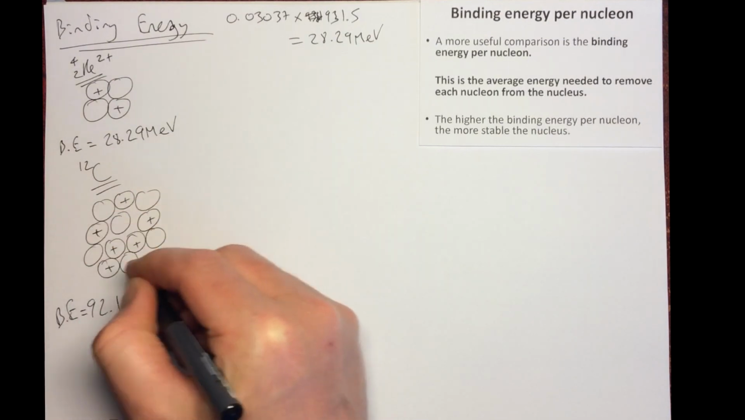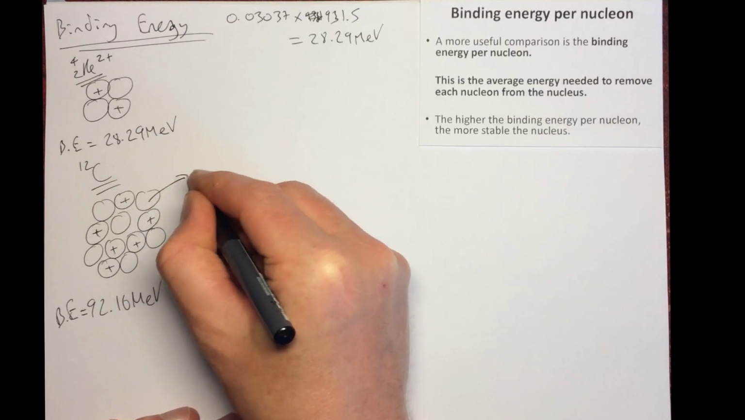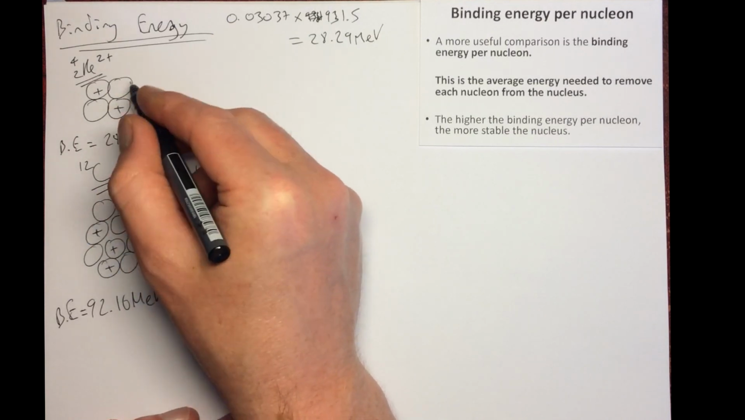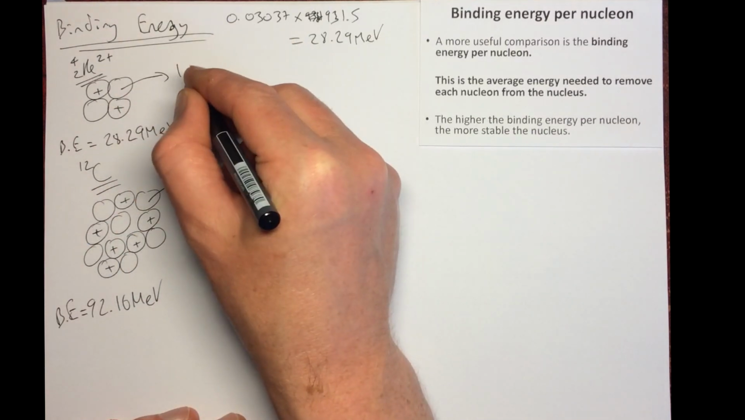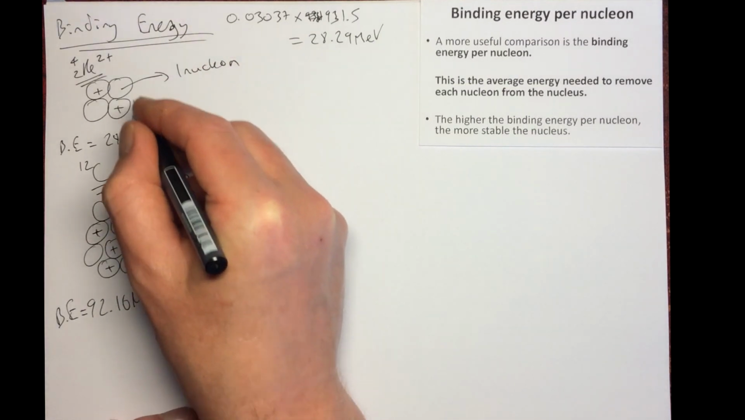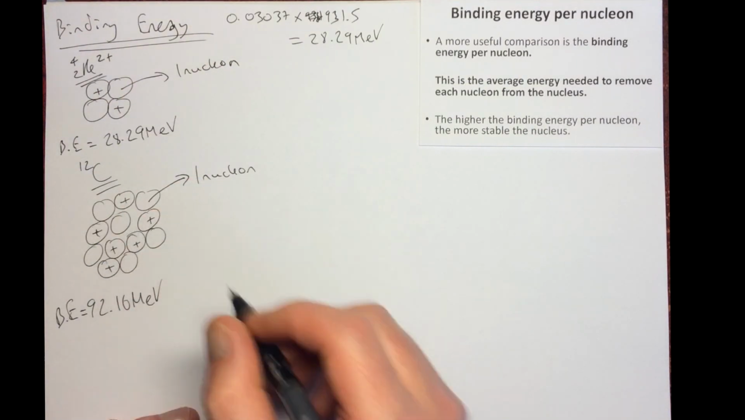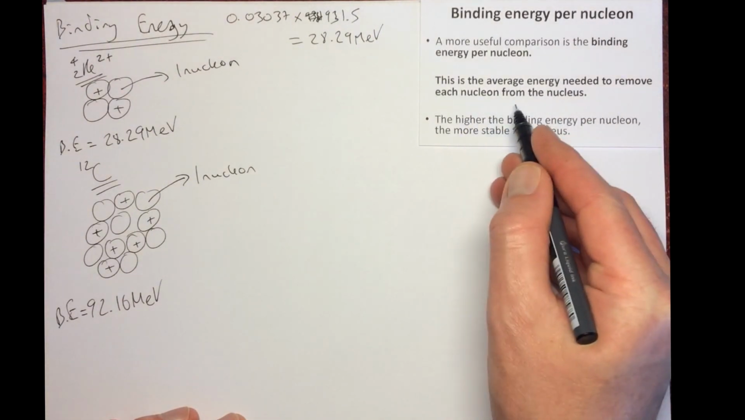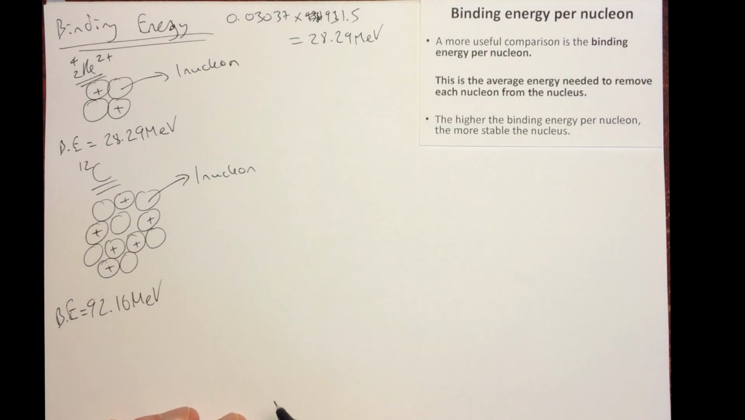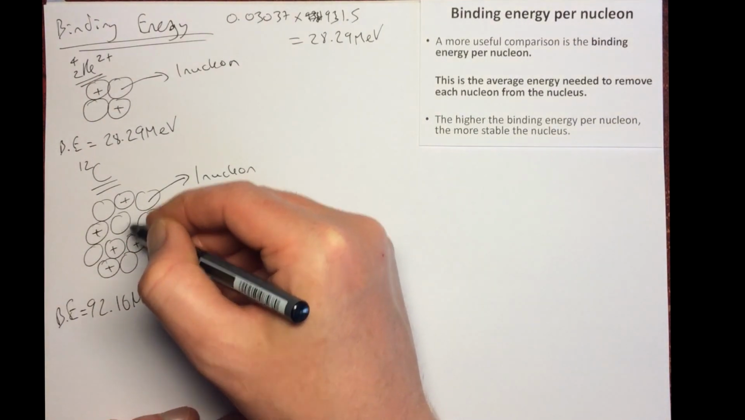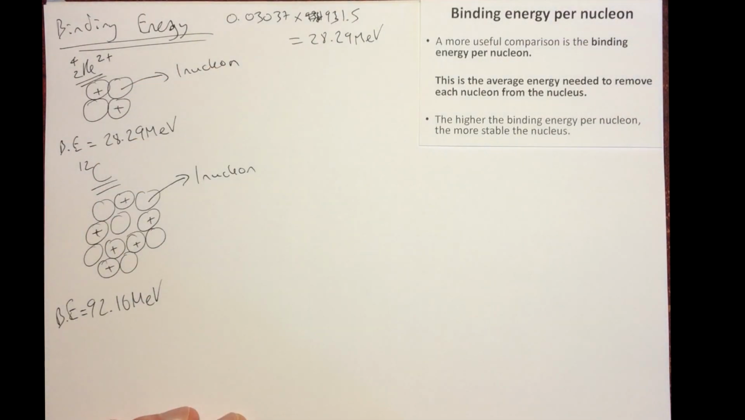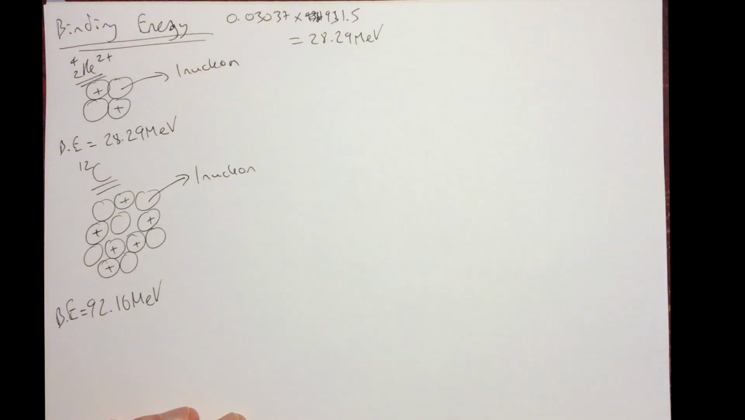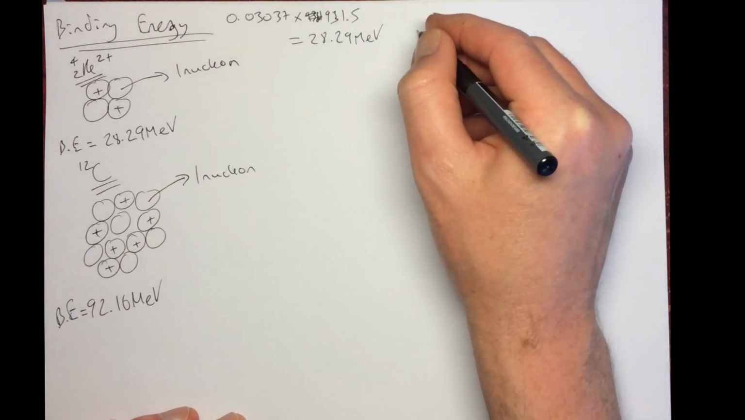So the binding energy per nucleon of carbon-12 is the average energy required to pull out one of the nucleons. The binding energy per nucleon of helium is the average energy required to pull out one nucleon, whereas this is the energy to pull out all 4, and this is the energy to pull out all 12. The binding energy per nucleon is the average energy needed to remove each nucleon from the nucleus, and it's a useful concept because it allows us to compare how stable these nuclei are. So let's work it out for carbon-12 and for helium-4.